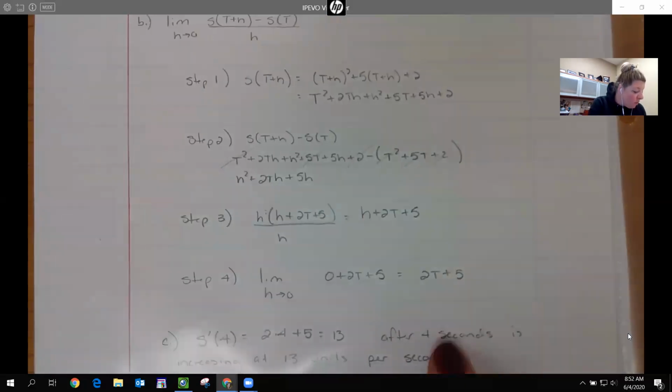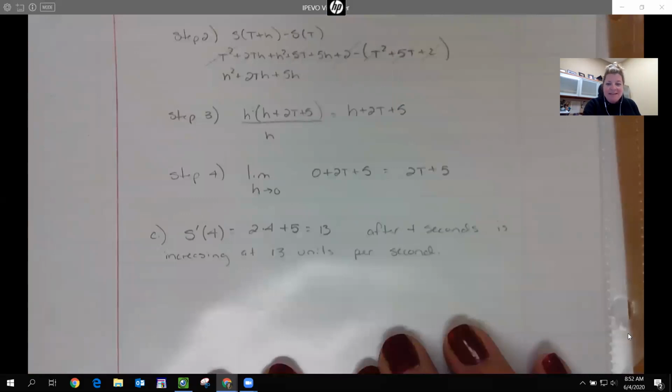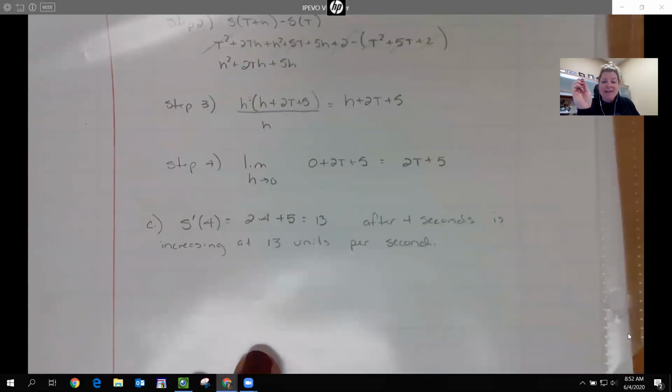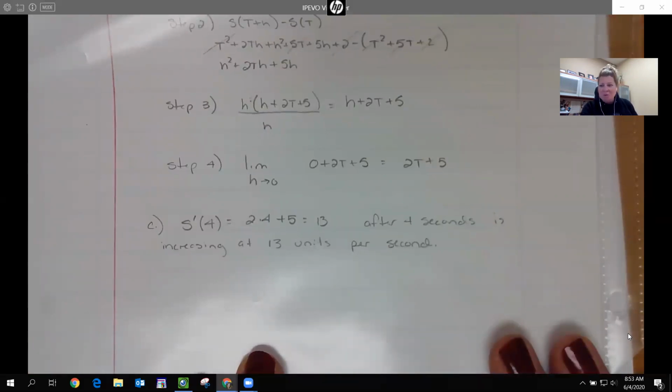So at 4 seconds, I can plug that in and I would get 13. What does that mean? It means after 4 seconds, we are increasing at 13 units per second. I didn't have a unit on there. Okay, so after 4 seconds, we're increasing 13. It's a slope, so we're increasing 13. We have a positive slope. So you can use it for velocity. Yeah, I didn't walk through that one all the way. You're welcome to pause it, try it.